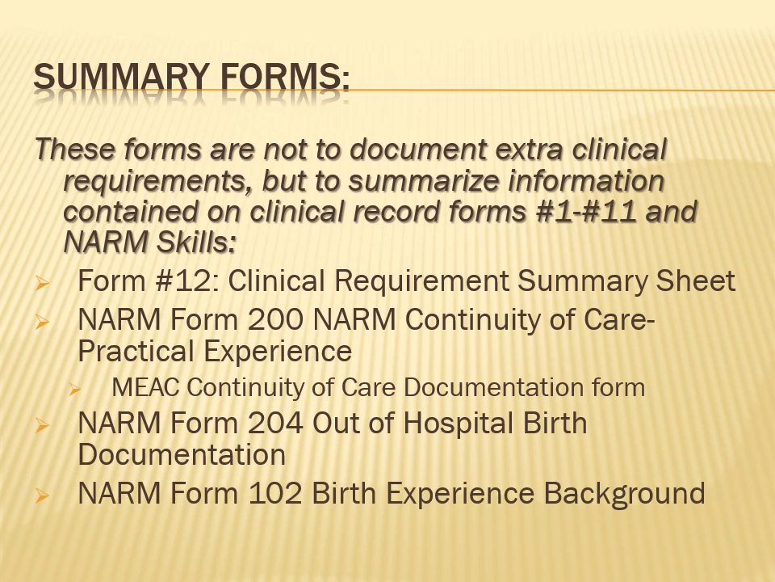Summary forms. These forms are not to document extra clinical requirements, but to summarize information contained on clinical record forms number 1 through 11 and NARM skills. Form number 12 is clinical requirement summary sheet. NARM form 200 is the NARM continuity of care practical experience documentation form. There's also the NCM continuity of care documentation form, NARM form 204 out of hospital birth documentation, and NARM form 102 birth experience background.